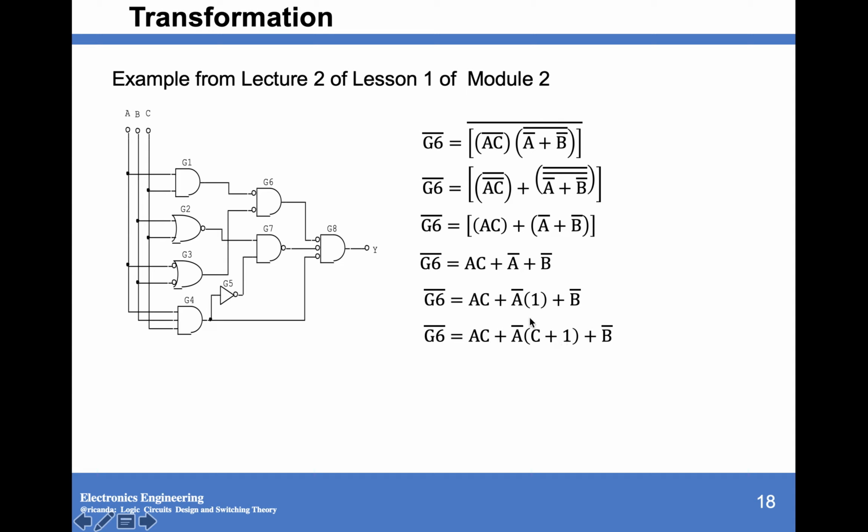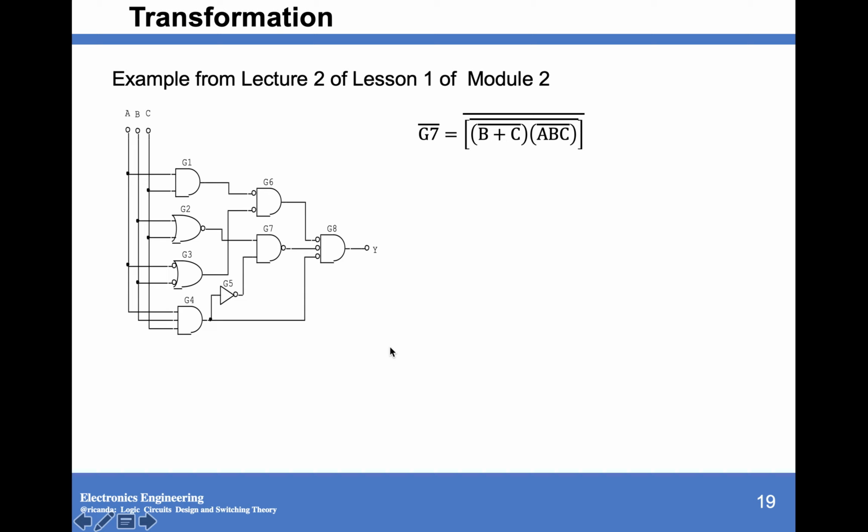Then we have to distribute this inside your parentheses. So we have AC or A bar C or A bar or B bar. So the common between these two is your C. And we have A or A bar, it is also equals to 1 in your Boolean identities. So the final simplified expression for your G6 is equivalent to A bar or B bar or C. For your gate number 7 or G7, we have double bar, applying double negative.